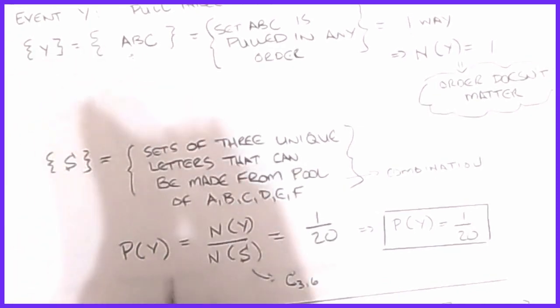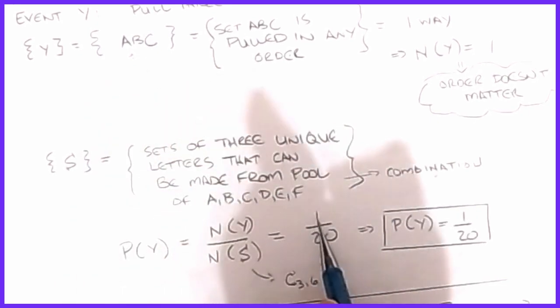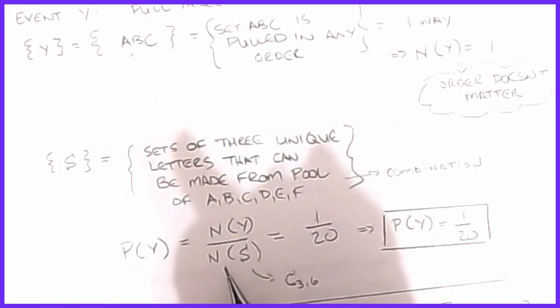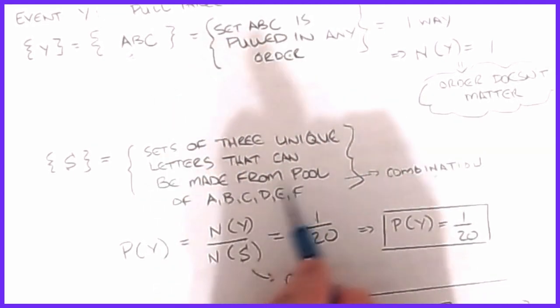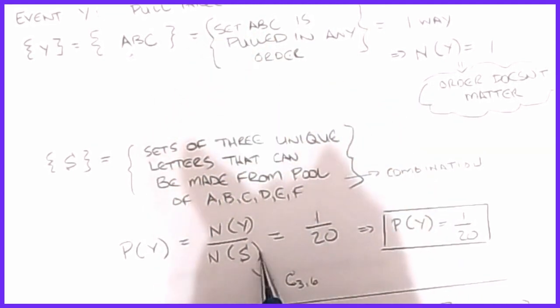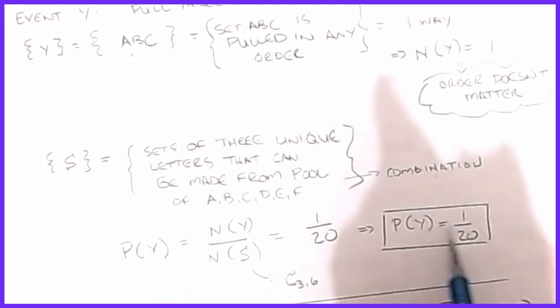All right, so then, in a similar fashion, the probability of Y is now the number of ways of Y over the number of ways of the sample space. And so now I had one way for event Y over my combination of this, because again, we didn't care about the order or the grouping of those things. Okay, order doesn't matter. It becomes 1 over 20. You see that the probability of event Y is 1 over 20.